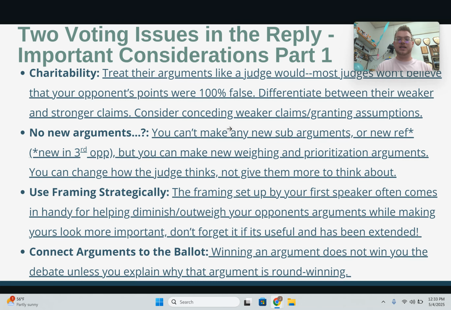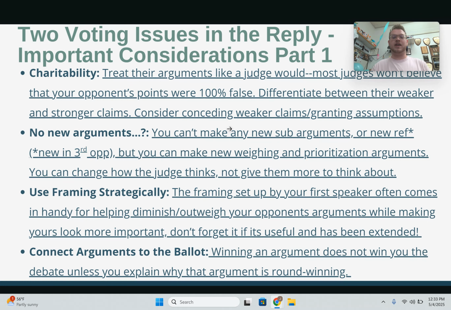Don't forget to use these if they're useful and have been extended. This is where I'm saying you don't necessarily have to talk about framing separately, but framing can come up in your voting issues under weighing or extension of your arguments, or even as part of refutation. You need to make sure you're connecting arguments back to the ballot. Explain why winning an argument means that you win the debate.